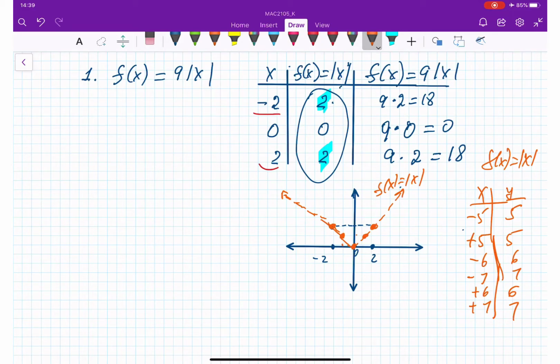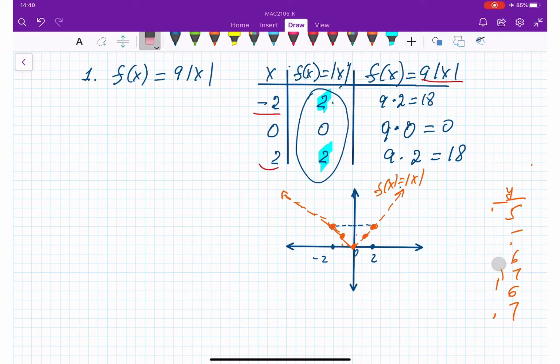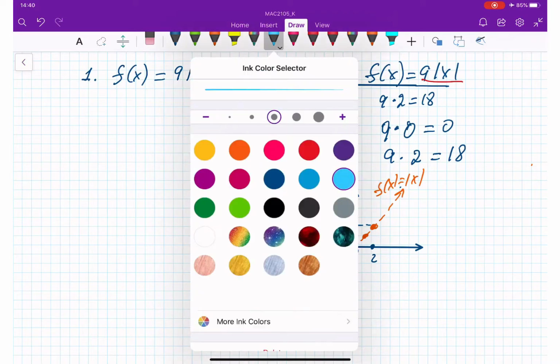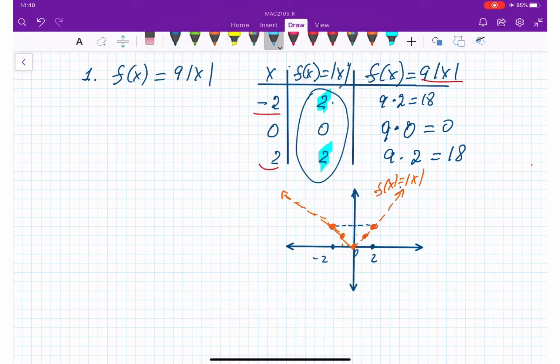Now, let's move to our graph, 9 absolute value of x. So that is going now to be, let me clean this. I don't need this drafting. Let me use this one. So when x is equal to negative 2, y is equal to 18. Okay, let me graph this one.